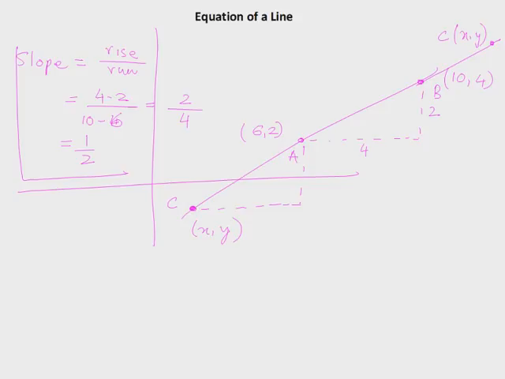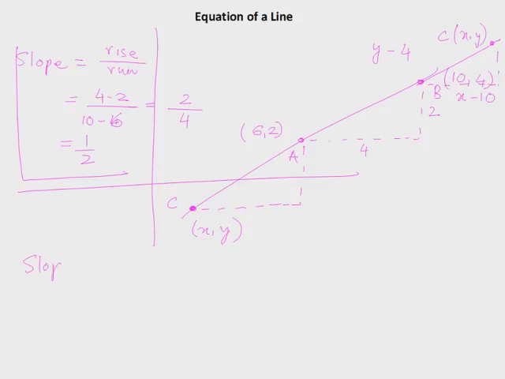So here's C, x comma y, and I'll calculate the slope using B and C. What's the run from B to C? The run from B to C is x minus 10. What's the rise from B to C? The rise from B to C is y minus 4. So what's the slope of BC, which is effectively the slope of the line?